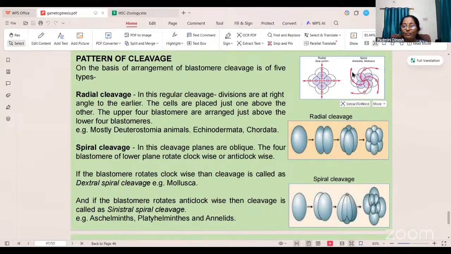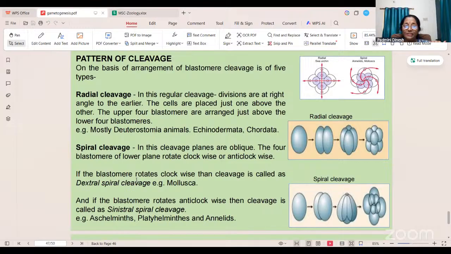And the spiral type of cleavage, spirally they get cut around. Something like you have this potato that has been cut spirally. So spiral type of cleavage can occur in annelids. The planes are oblique in structure, so they are obliquely cut. The 4 blastomeres of the lower plane rotate clockwise, and the rotation is also different over here.